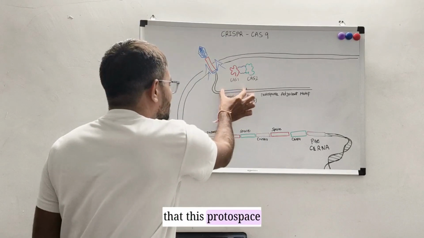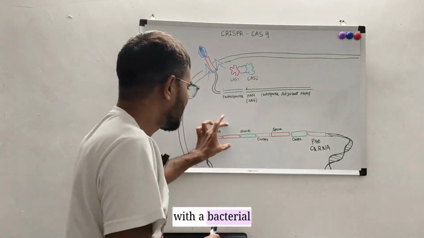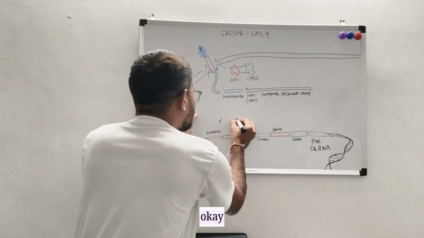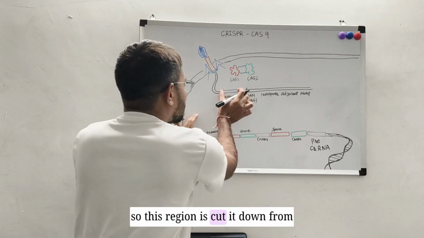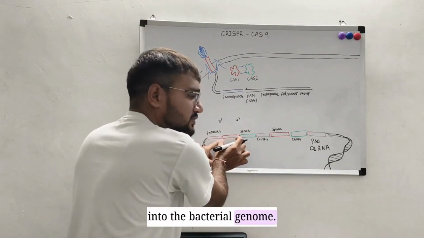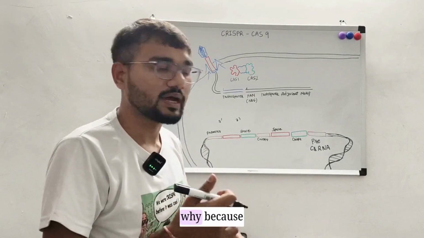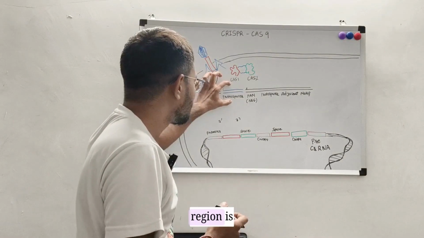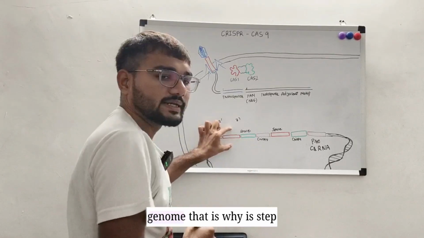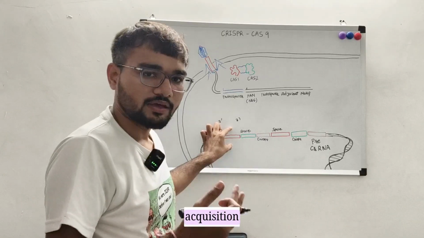After that, this protospacer region is bound to the bacterial genome in the 5' to 3' direction. So this region is cut down from the phage genome and integrated into the bacterial genome. This step is defined as spacer acquisition. Why? Because the protospacer region acquires space in the bacterial genome. That's why this step is defined as spacer acquisition.